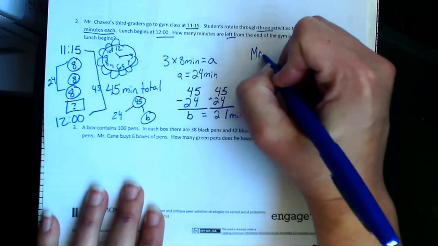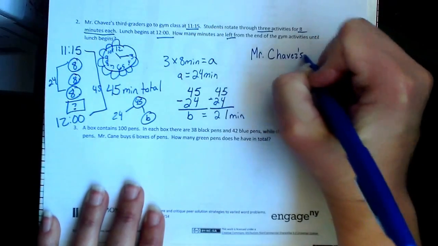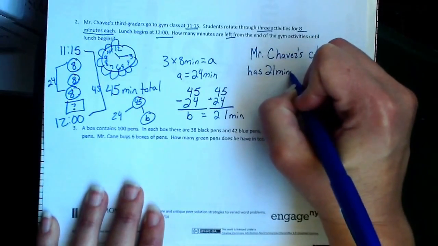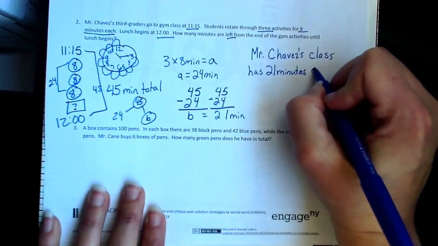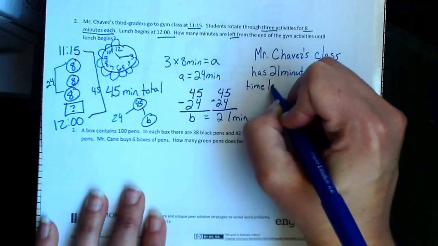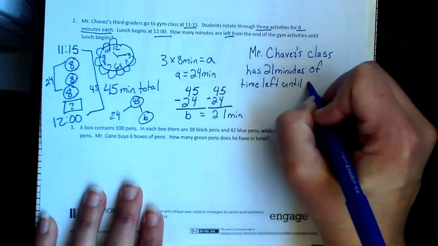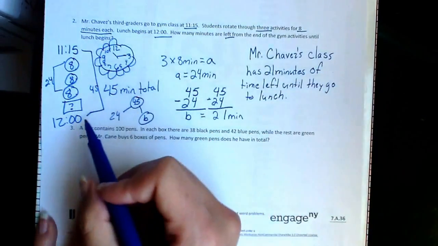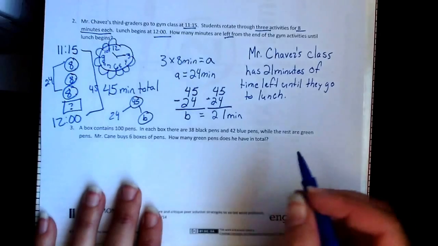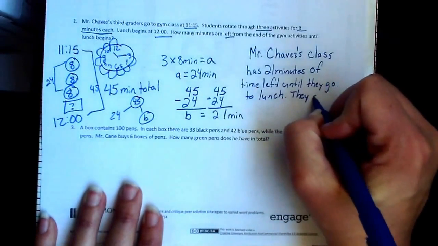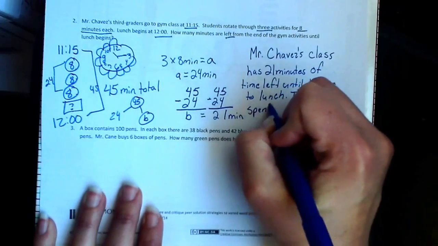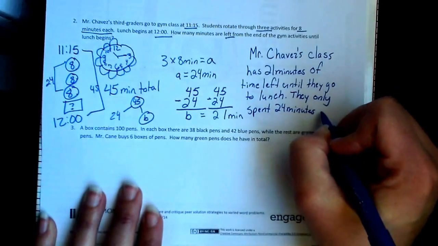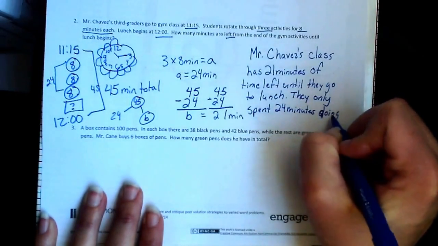So Mr. Chavez's class has 21 minutes of time left until they go to lunch. Remember, I also figured out how many minutes they spent exercising or doing their activities, right? They only spent 24 minutes doing their activities.